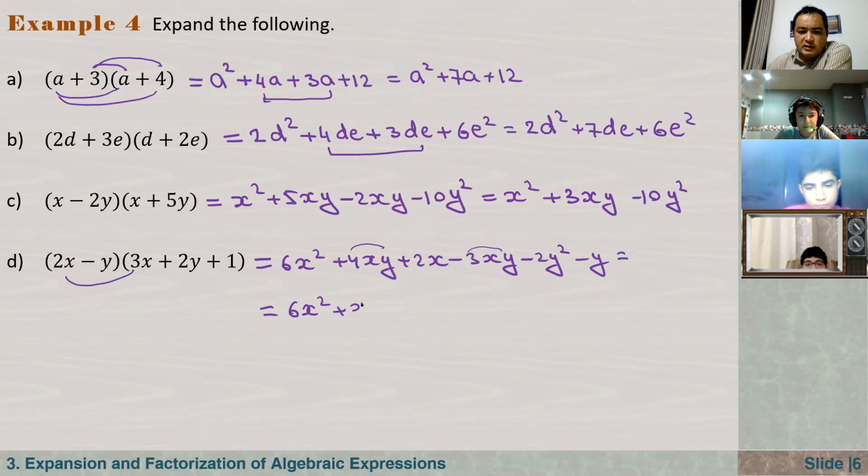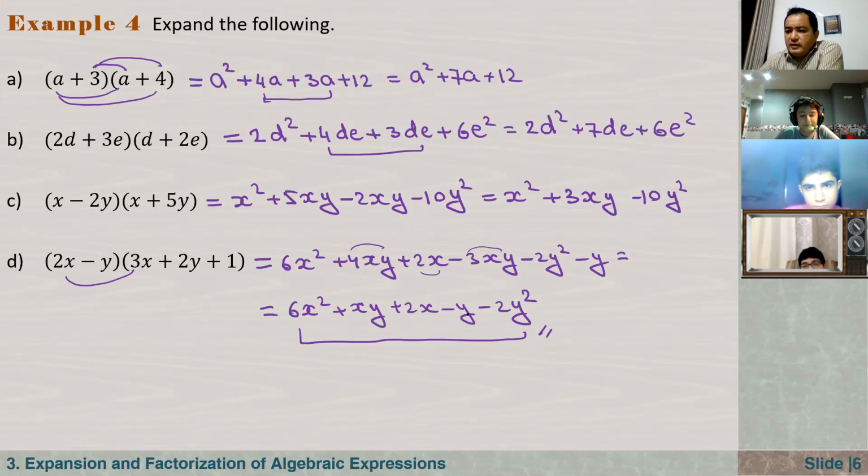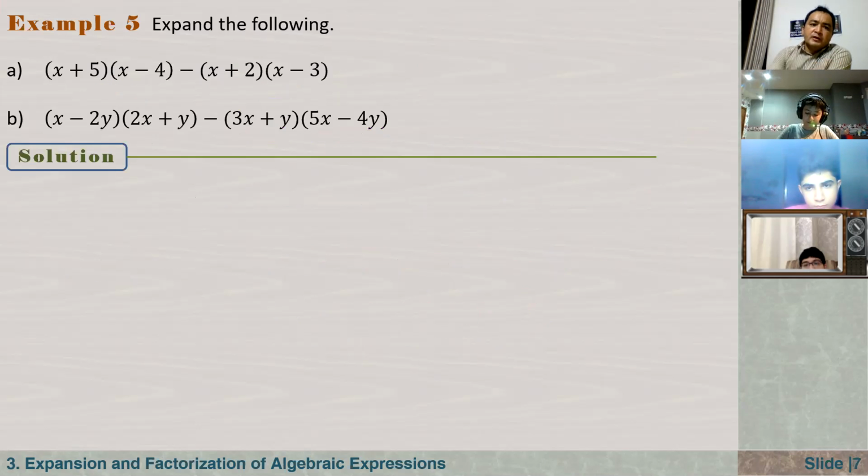So that's plus xy. And here we have 2x. And here we have minus y, minus 2y squared, right? As you see here, we do not have any like terms here, right? So now that means that we have nothing to do. All right, now we should expand and what is it? Simplify.